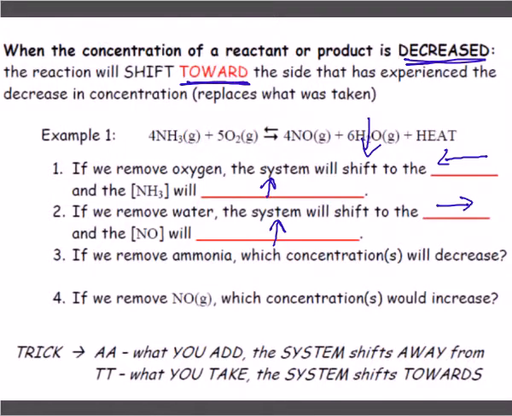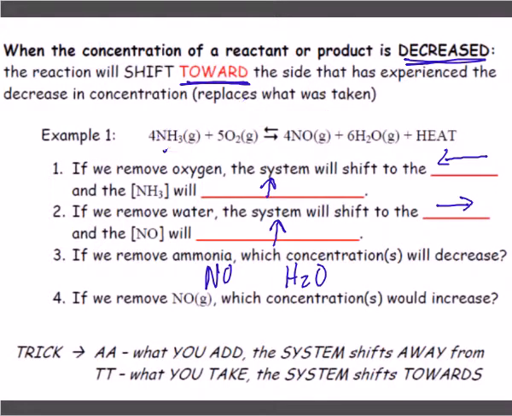If we were to remove ammonia, okay, number 3, it's not asking you for the equal or the shift, but you have to think about that first to answer the concentration question. If we take away ammonia, which way are we going to shift? To the left. What concentrations are going to increase? Oxygen. Oh, I'm sorry, I read number 4. Which ones are going to decrease in number 3? NO and water.